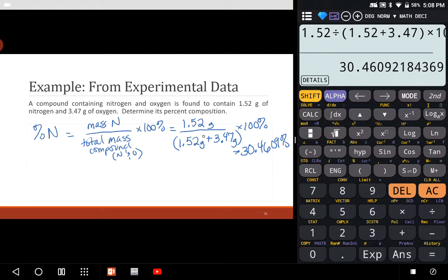And then as far as sig figs go, this, when added together, would be significant to the hundredths place. And so both the numerator and the denominator would have 3 sig figs. So that's 1, 2, 3: 30.5% nitrogen.